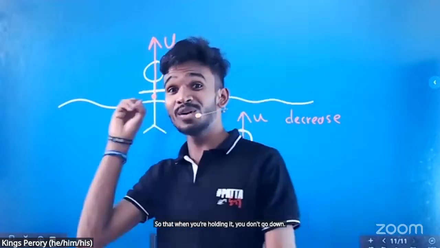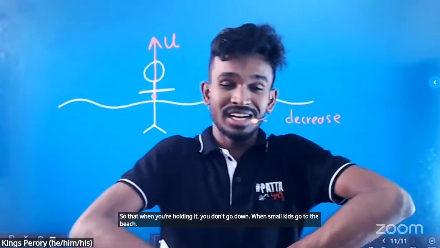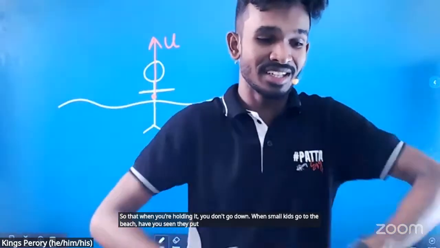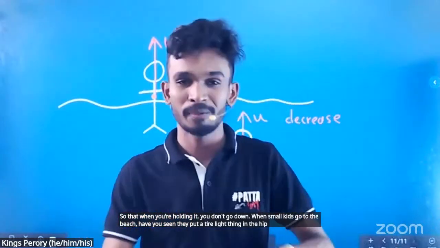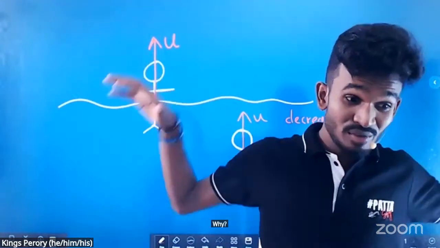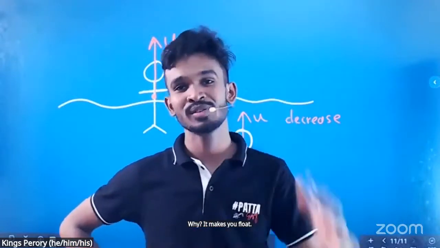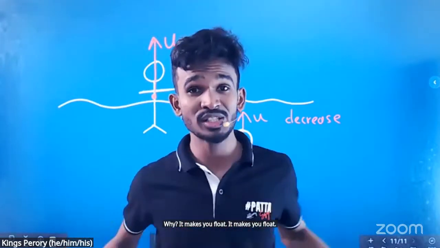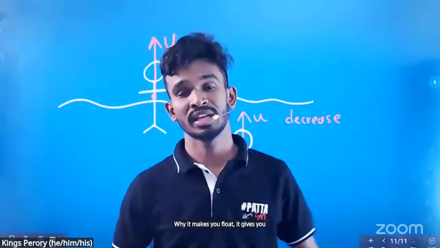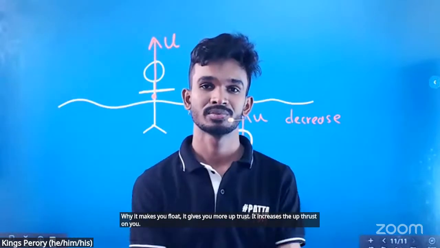When small kids go to the beach, have you seen they put a tire-like thing on the hip and go to the water? Why? It makes you float. Why does it make you float? It gives you more upthrust. It increases the upthrust on you.